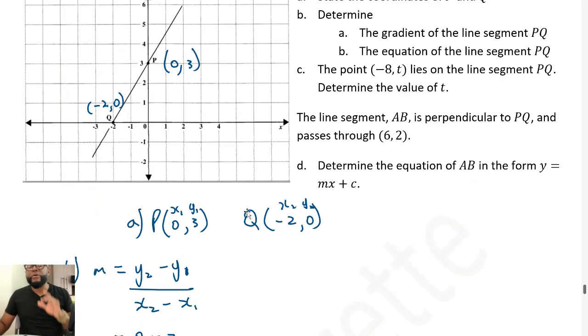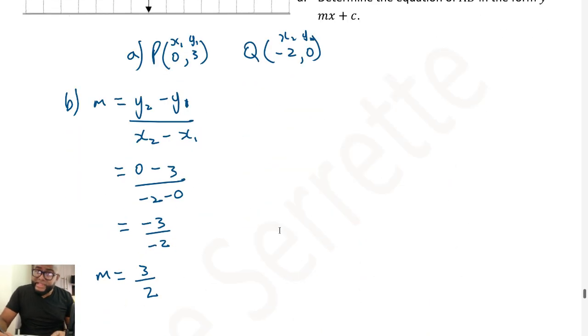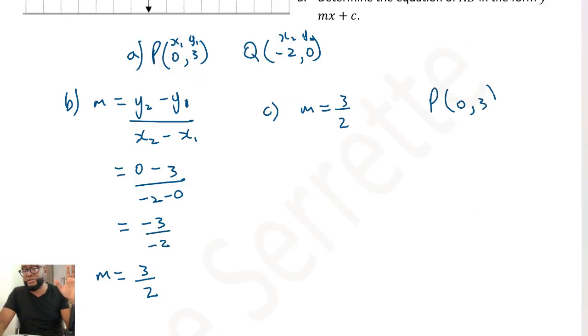That is part B. They want the equation of the line segment PQ, right? So to find the equation of the line, my children, I must have the gradient, which I do have, and I must have a point on the line. You could use either P or Q. Either one. We'll just use P, 0, 3. This is my x1, this is my y1. What is the formula to find the equation of a line? Let me hear you.